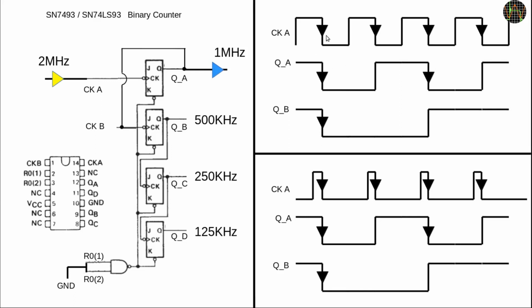Every falling edge of the input CKA causes a change in the output QA: changes to low, changes to high, changes to low, and so on. QA is used as input to the next flip-flop, and hence we have a QB signal that looks like this. It is clear that each stage effectively divides the original input frequency by 2. So a yellow 2 MHz CKA results in a blue 1 MHz QA, a 500 kHz QB, a 250 kHz QC, and so on. Yellow and blue refer to the scope picture I'm going to show in a moment.